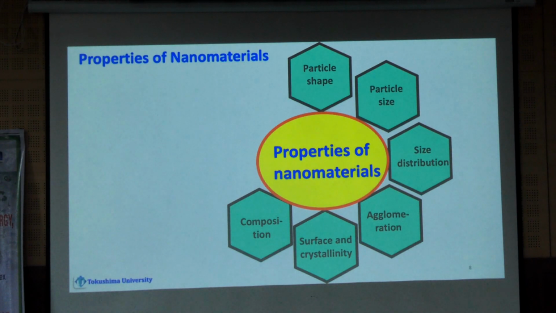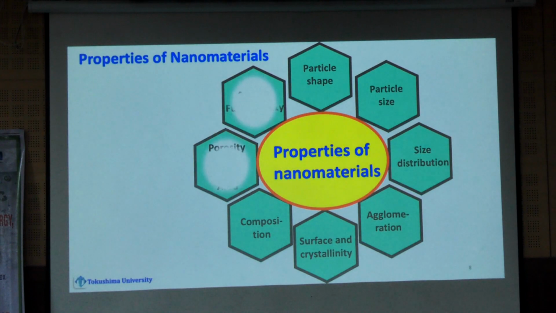Composition. Composition means how much quantity of a certain element can be found in the nanomaterial, or if we are making the composite material, how much of a single element is available in the nanoparticle.